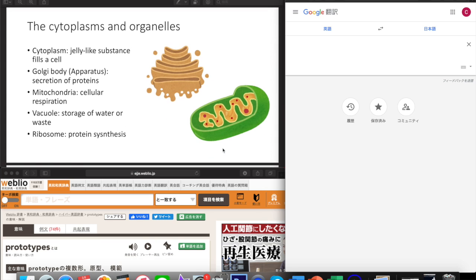The plasma membrane is the outer membrane. I was talking about the cytoplasm. The cytoplasm is a jelly-like substance, I said.